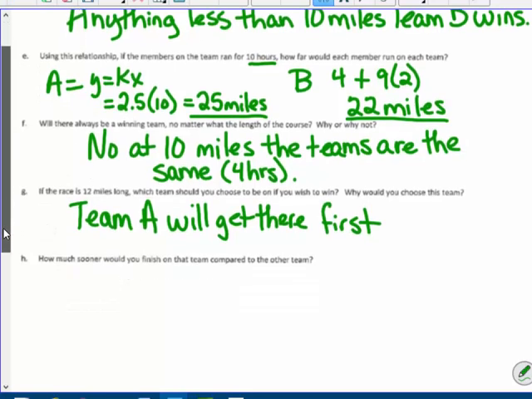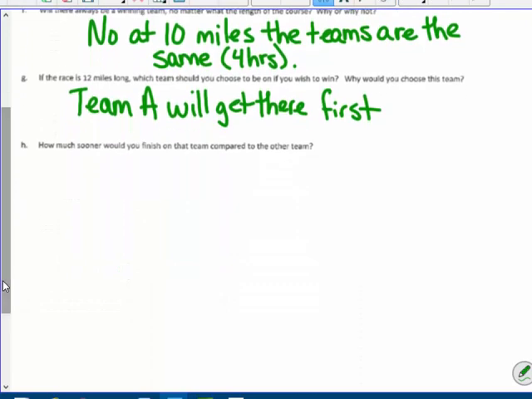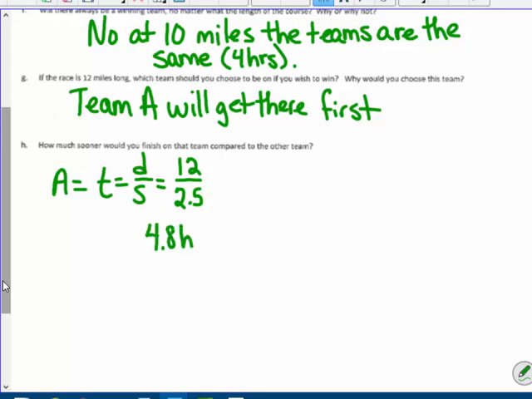How much sooner would you finish on Team A than the other one? So how much sooner? Again, A's time equals distance divided by speed. So it would be 12 divided by 2.5, which would be 4 8/10 hours. They'd get there before 5 hours, because they're going 12.5 miles at 5 hours.